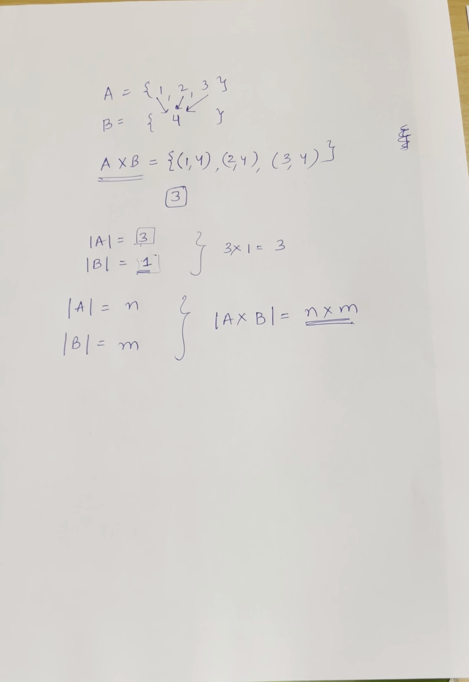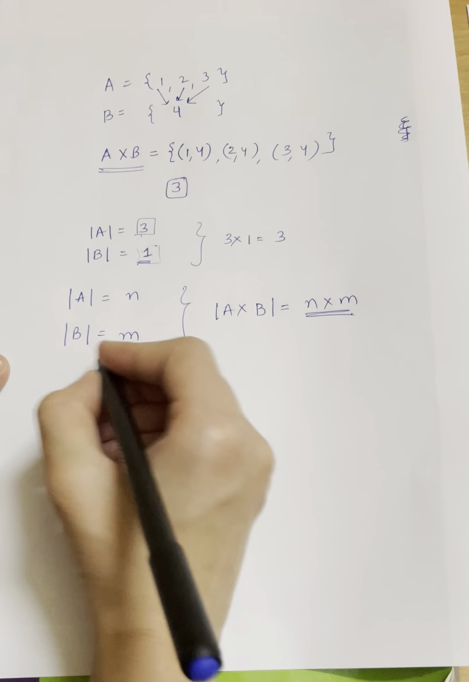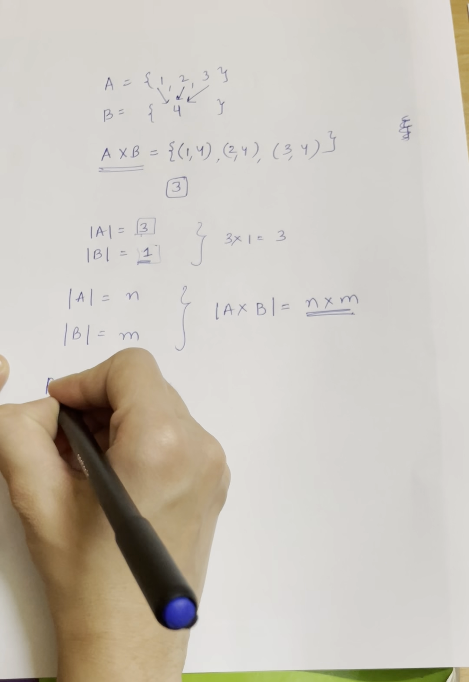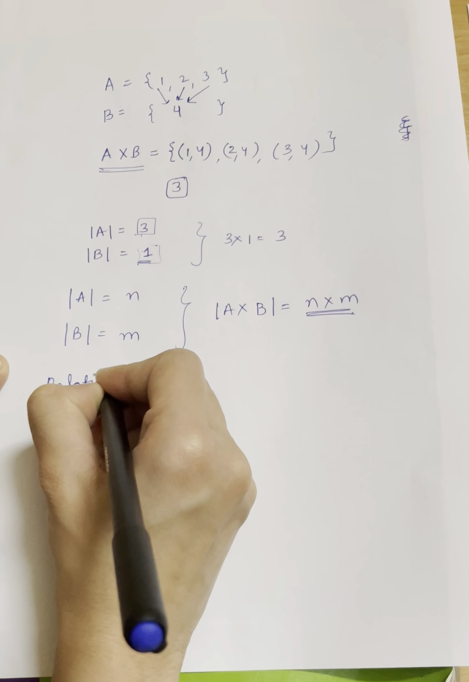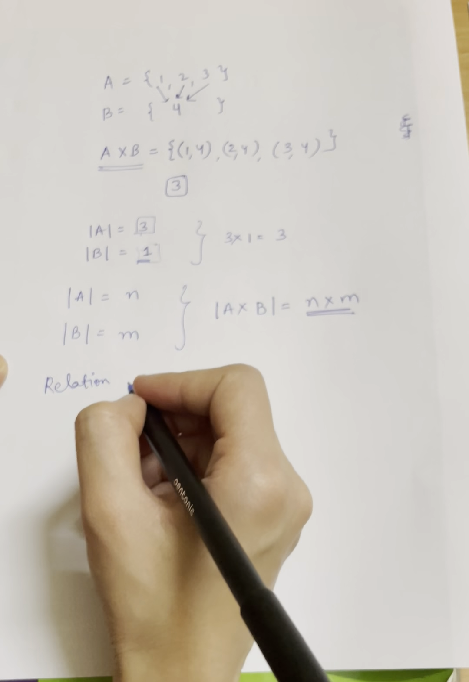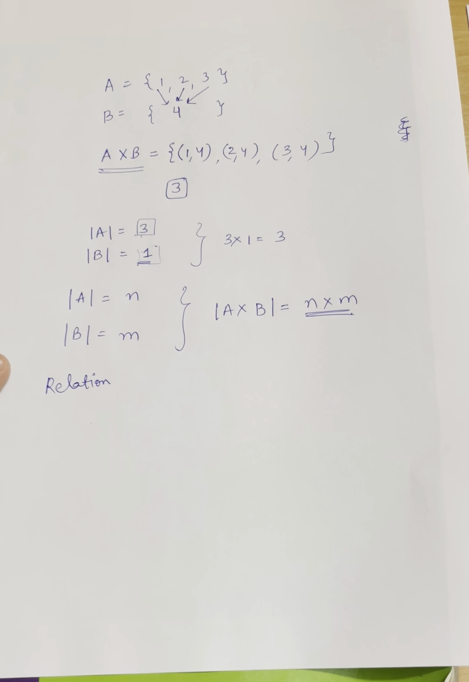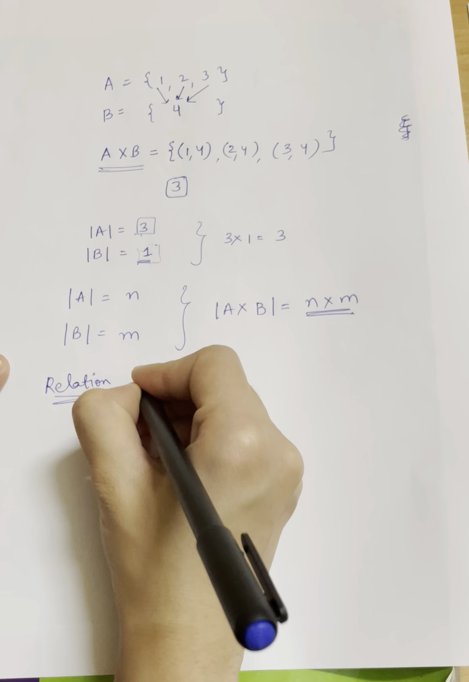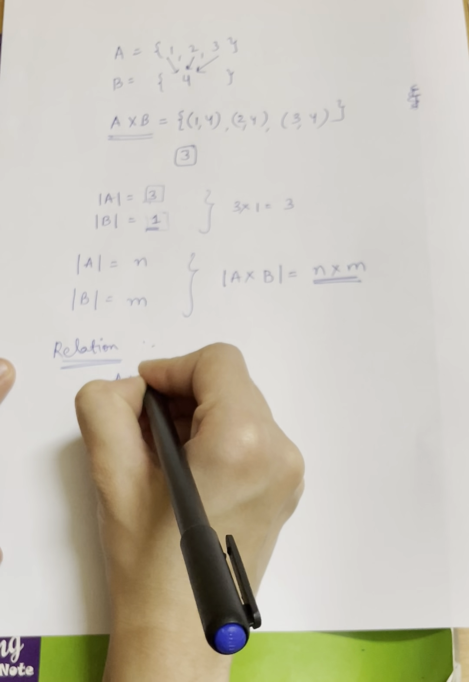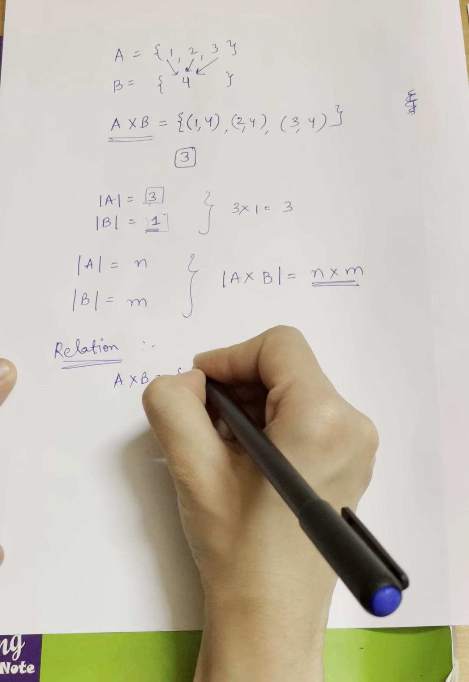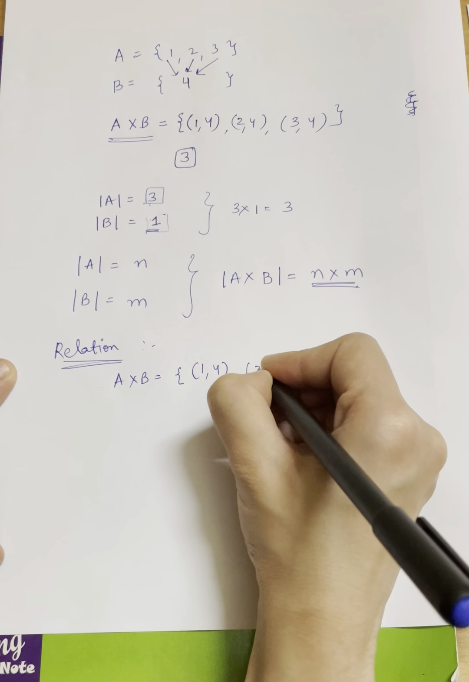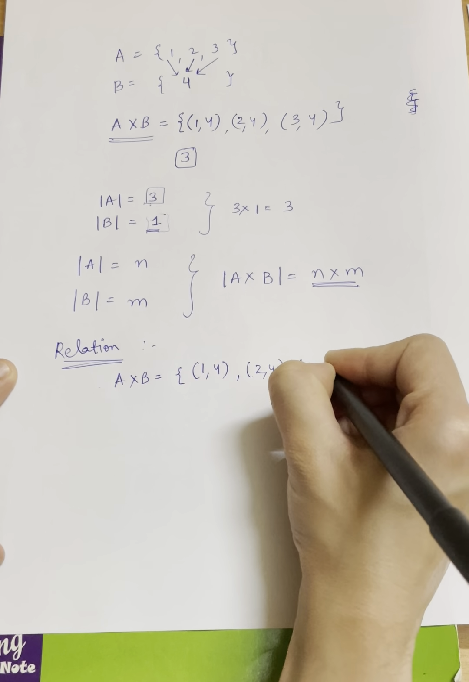In this same example, let's discuss what a relation is. Relation means a subset of the Cartesian product. So we have the Cartesian product A cross B, that is 1 comma 4, 2 comma 4, 3 comma 4.